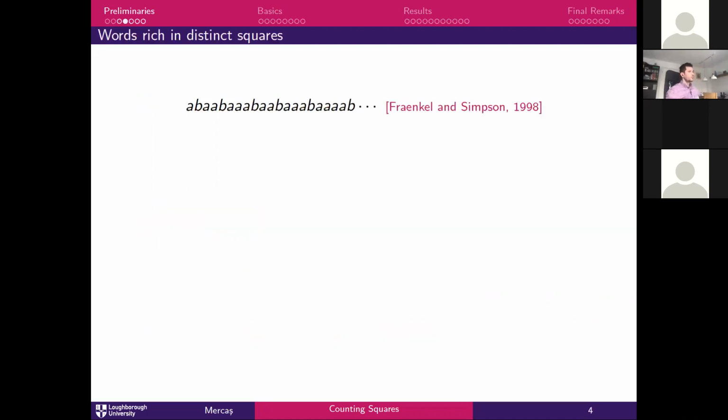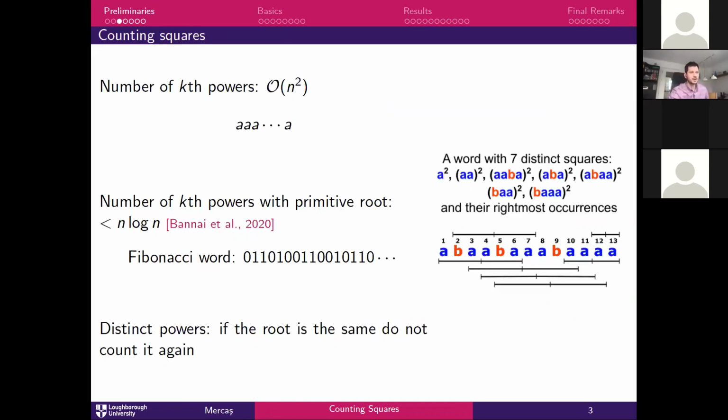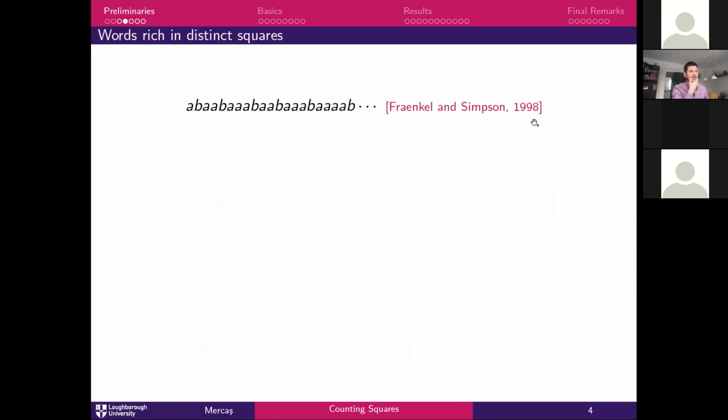Good. So what was proven in terms of this? Well, first I'll present some words that I already said: this word has length 13 and 7 squares. What about the minimum number or a lower bound on this maximum number of squares? In their paper in '98, Fraenkel and Simpson actually introduced this problem of counting distinct squares, and they also gave an example of a construction which goes a bit like a zigzag.